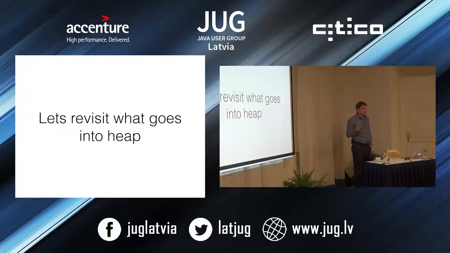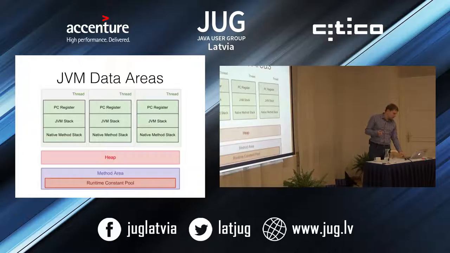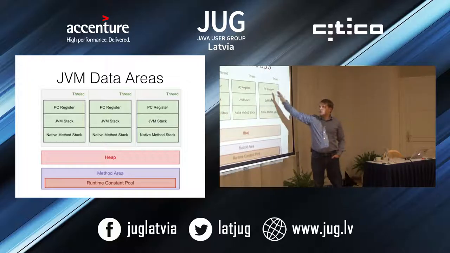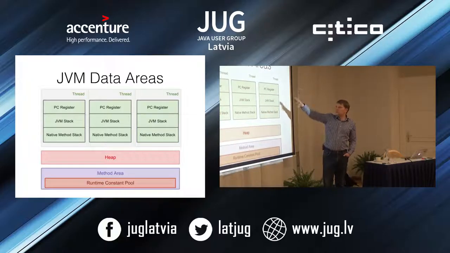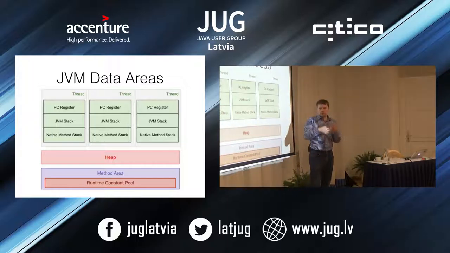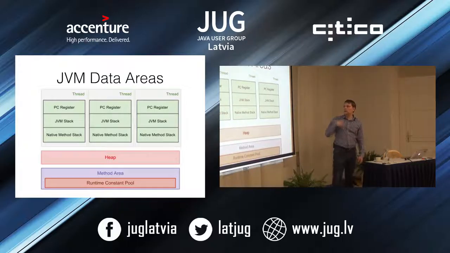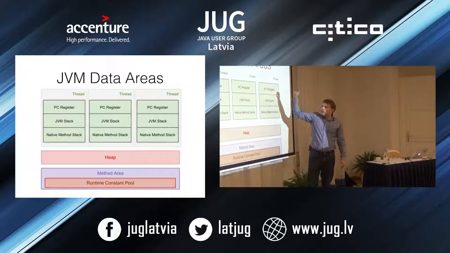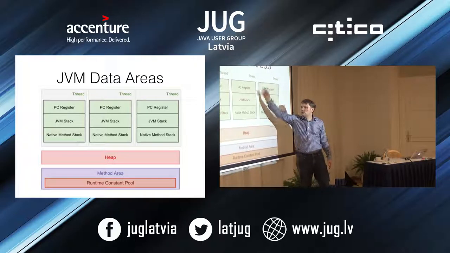So first, the very basics. Let's revisit what actually goes into heap memory. As you remember, the JVM is separated into these data areas. The topmost are thread bound. For every active thread, you would have these memory areas created, and the most important part is the JVM stack. It holds your primitive variables which are being calculated at the moment, and references to objects which are being processed at the moment in the active thread. There's also a PC register, whatever.